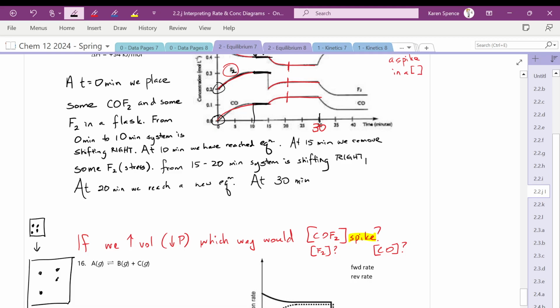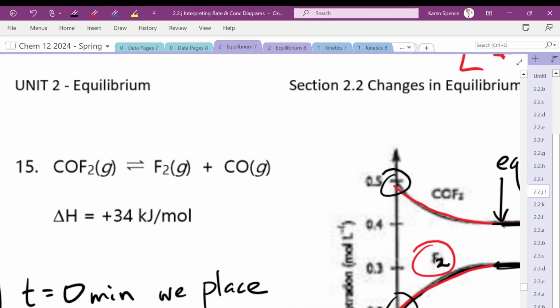If I increase the volume, what happens to the concentration? Decreases. Now, yes, you would have a shift. In which direction would it shift? It would shift right towards the side with more gas molecules, but that's not what was asked. We were asking about the spike. So they'll all spike downward, and then the F2 and the CO would come back up, and the COF2 would go down.